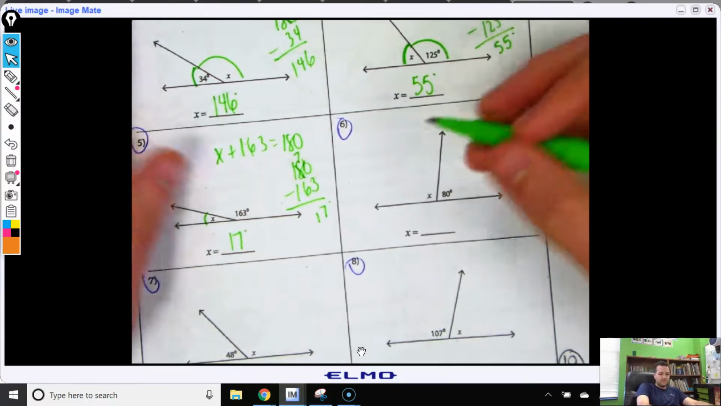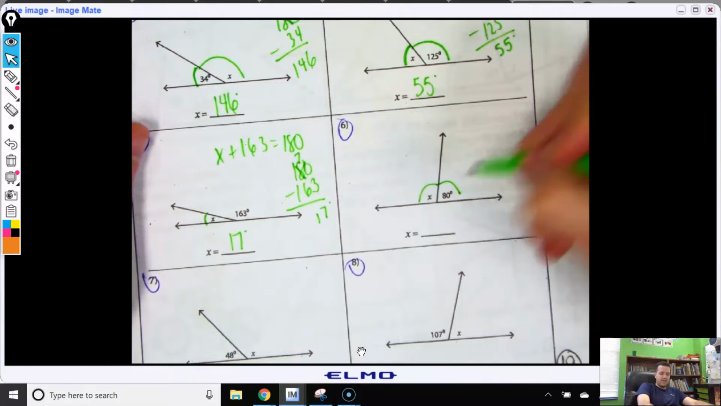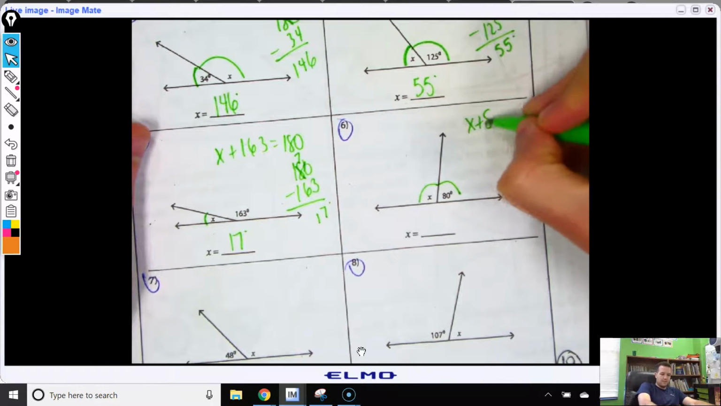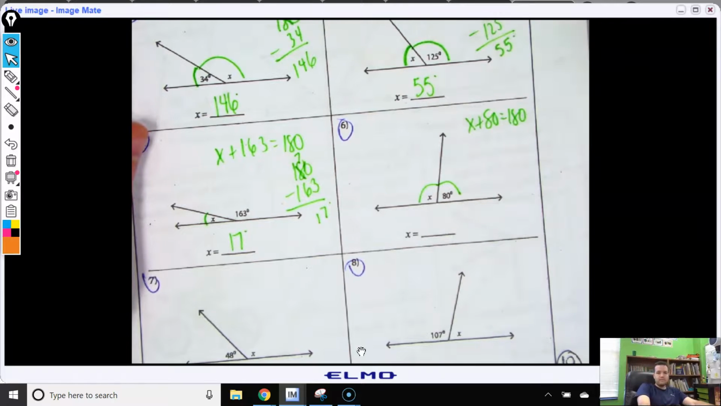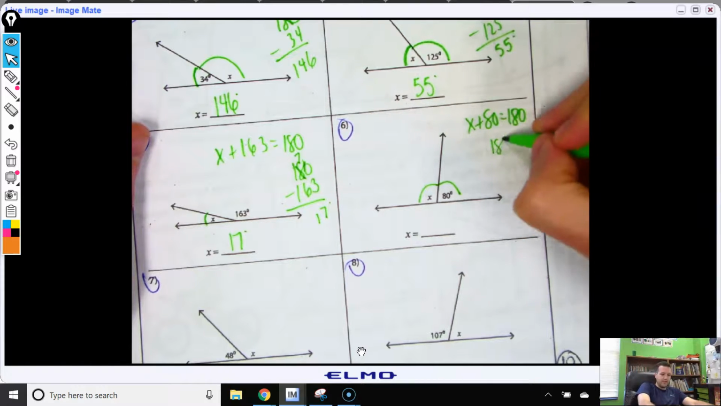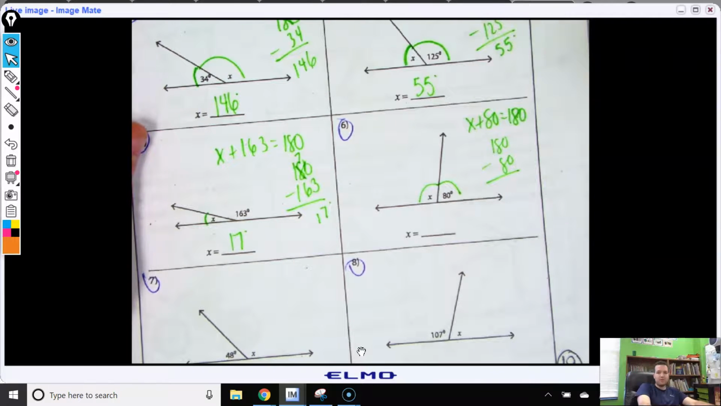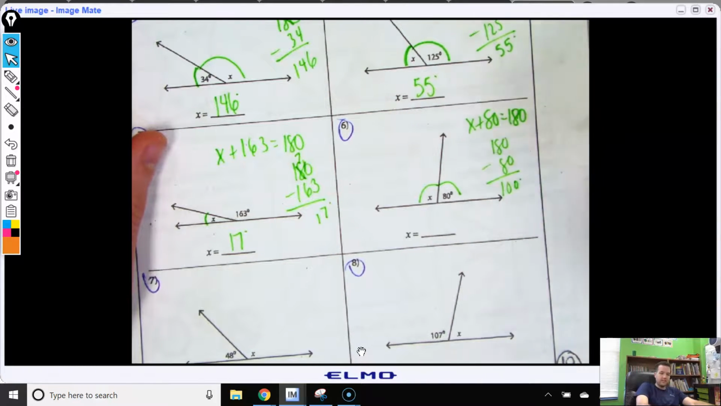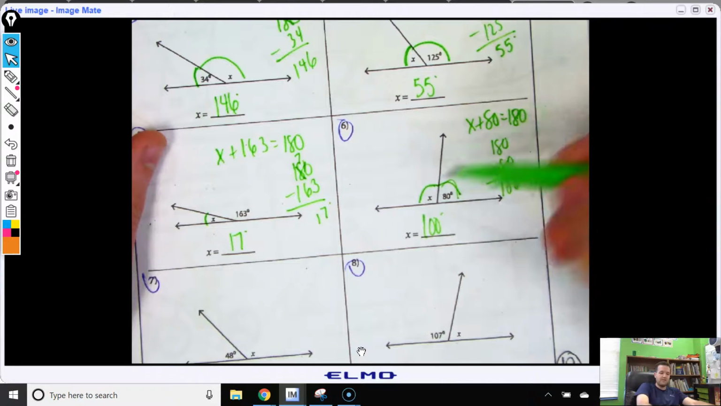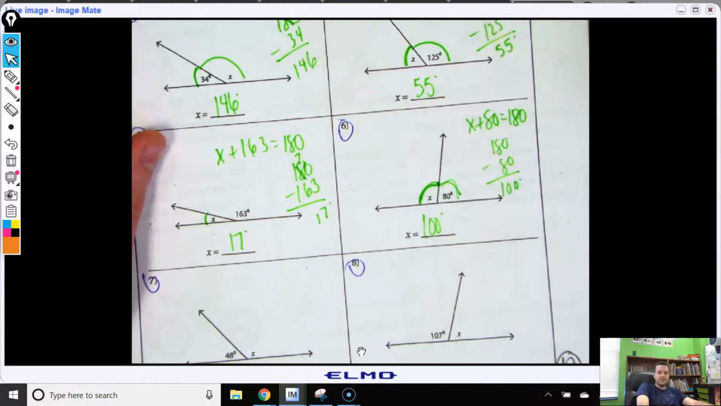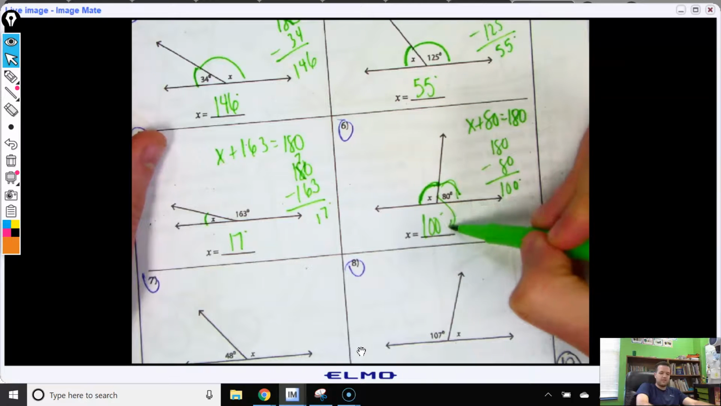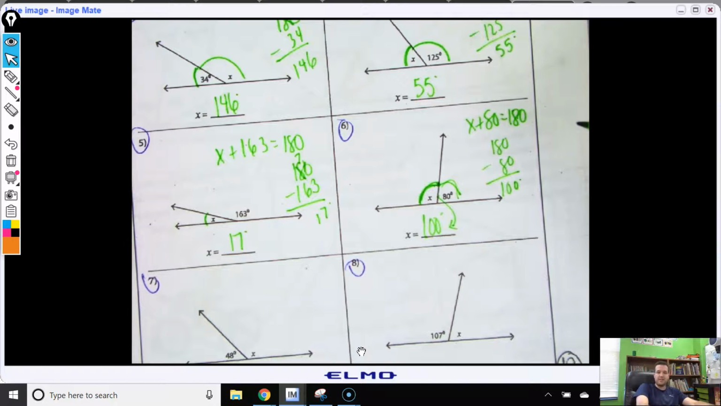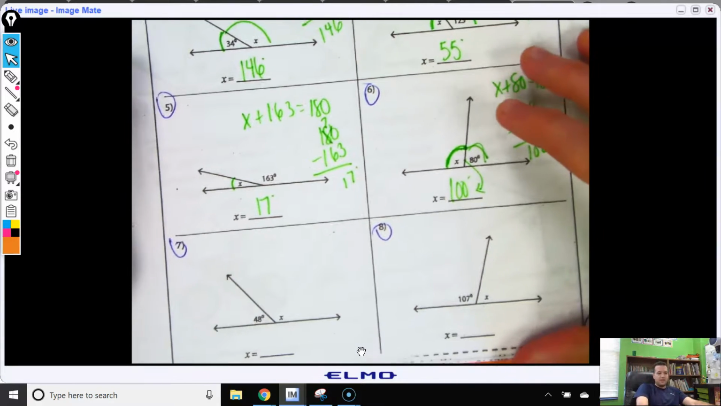Number 6, x plus 80 equals 180. Even if you can do that mentally, I don't care. 180 minus 80. I want to see the work. How did you solve for x? Well, you do that, that's 100 degrees. Makes sense because 100 plus 80 gives me 180. Angle x is an obtuse angle measurement, therefore angle x being 100 degrees should not be a shocker that it's greater than 90.